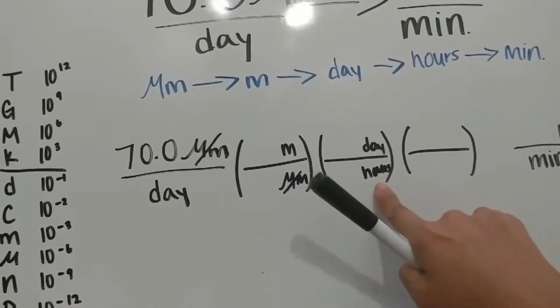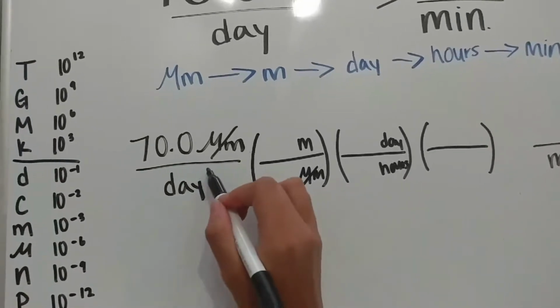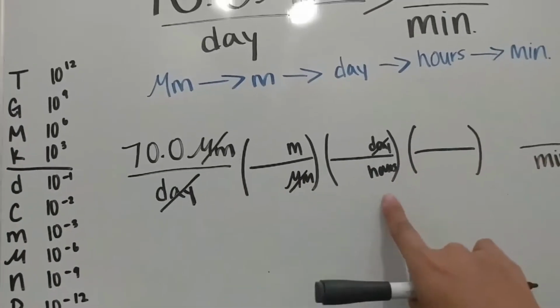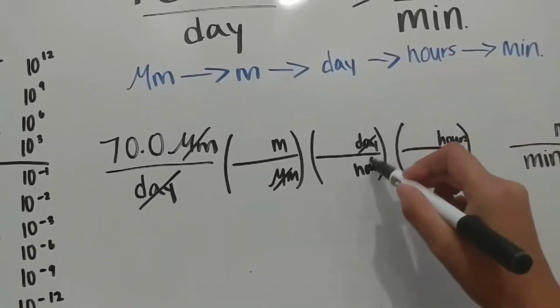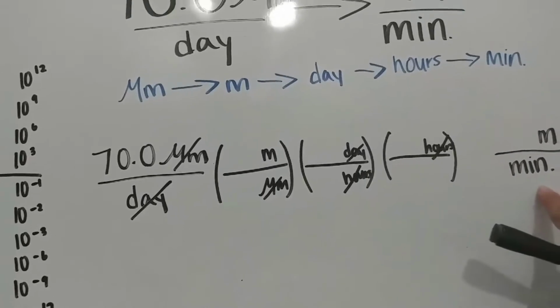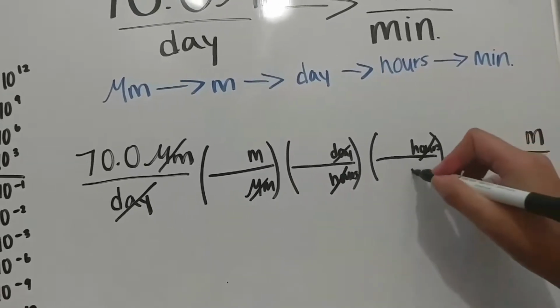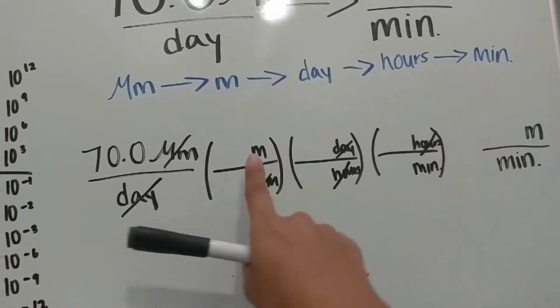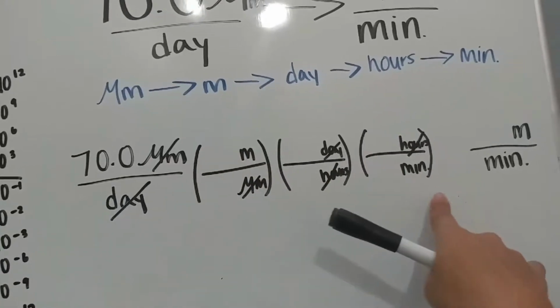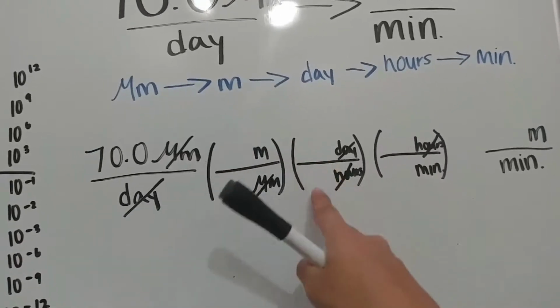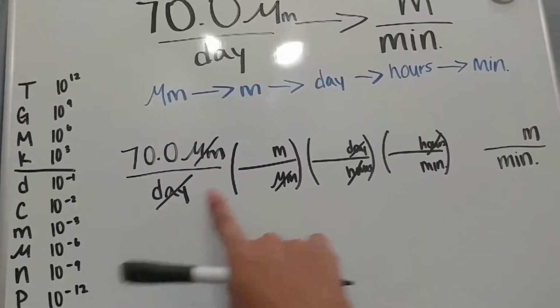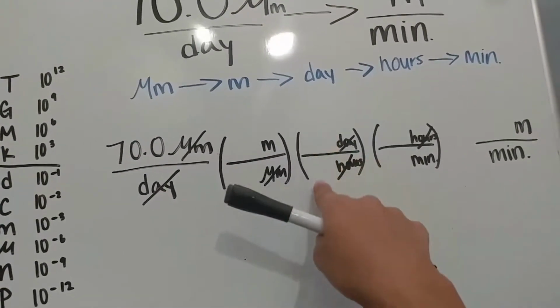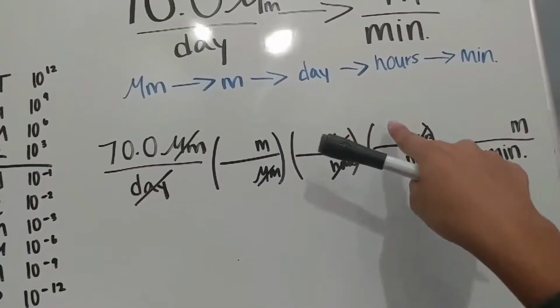So since hours is at the denominator here, let me just cross these out first. So hours is at the denominator here, so hours would be at the numerator in order for it to cross out. And since we need minutes to be at the denominator, minutes would be at the denominator. Now we have meters over minutes, and all we have to do is just plug in our values based from the unit prefixes chart and what we know on how many hours are in a day and how many minutes are in an hour.